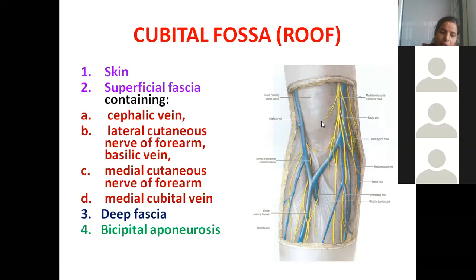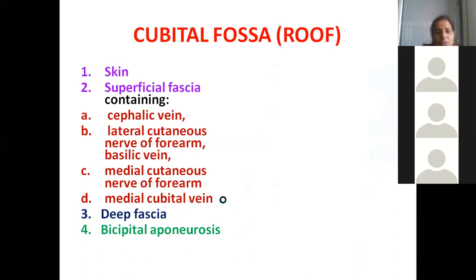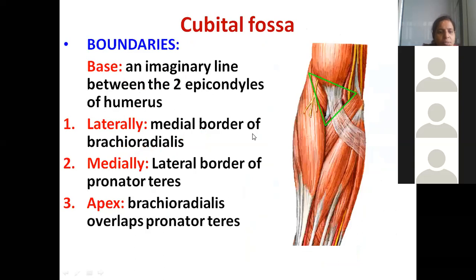Apart from that, we also have cutaneous nerves. This is the medial cutaneous nerve of the forearm, and this is the lateral cutaneous nerve of the forearm. When you remove all these structures, you will come across the deep fascia, below which you will see the bicipital aponeurosis.